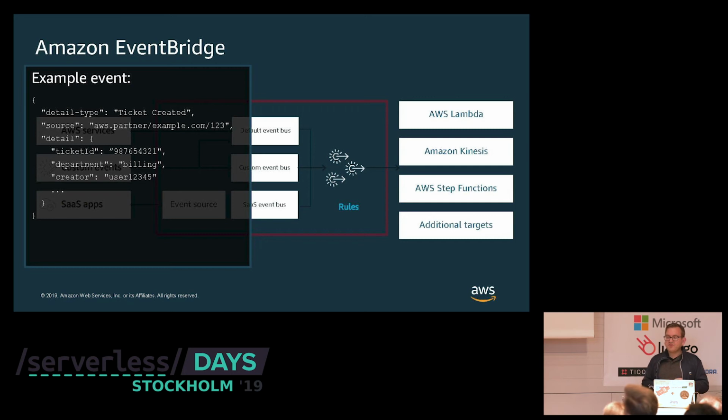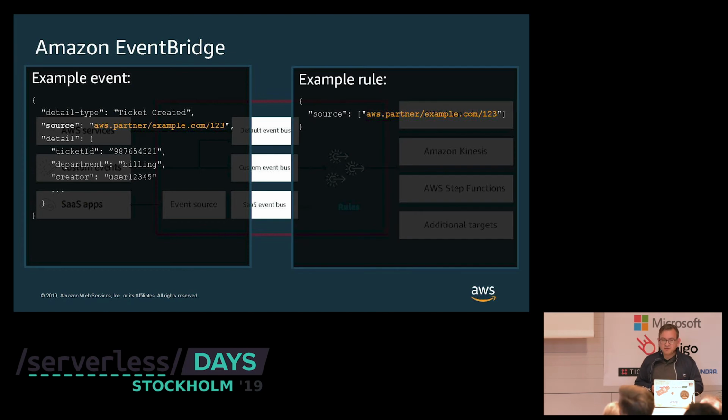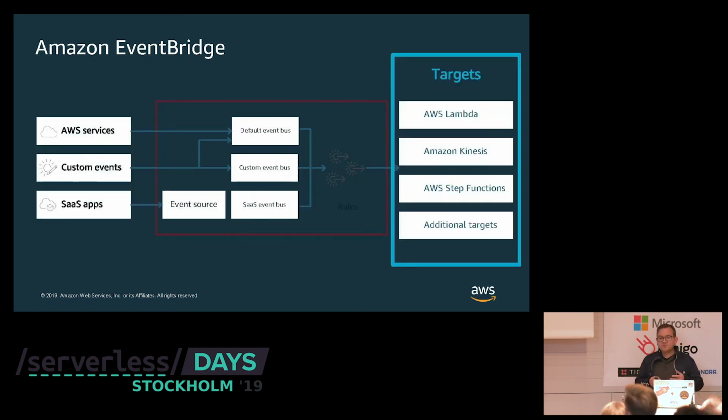So rules allow you to match against the metadata. If we take an example event on the left here where a ticket was created, and we take an example rule, this would match because it's matching on the source, and they're identical in both the event and the rule. In this example, where a rule is looking for events where a department is billing or fulfillment, this also matches because the incoming event has a department of billing. And in this example, it would fail because the rule is looking for resolved tickets and the example event has a created ticket.